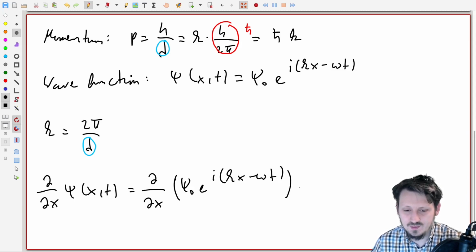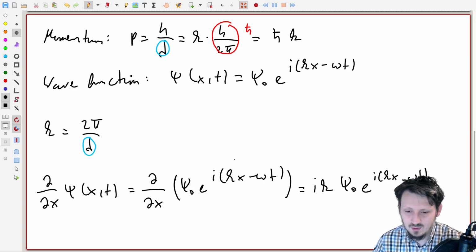Yeah, and this is easy. As I said, we have to use the chain rule, and this e function does not change. Yeah, so e to the power x, the derivative with respect to x is just e to the power x, but the inner derivative is just our k here. Yeah, so we can write down that this is, and of course i, yeah, so i times k we have to take out, which means this is equal to i k psi 0 e to the power i(kx minus omega t). And now you see this part has not changed, as I said before.